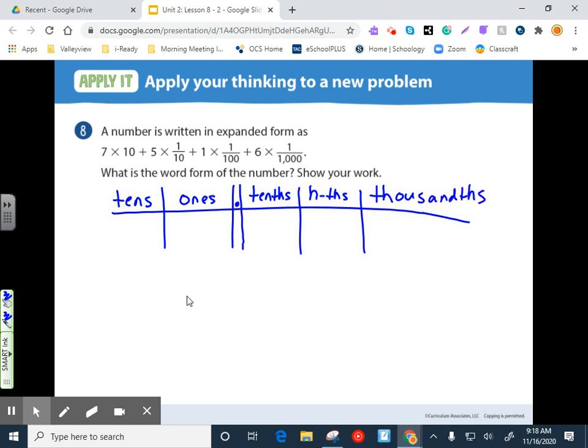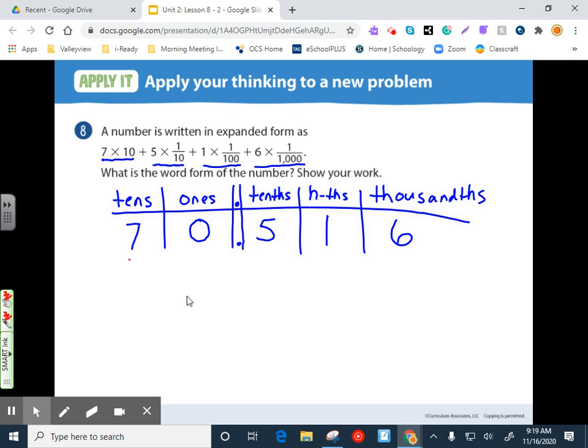Okay, so the 7 digit being multiplied by a 10 means a 7 will go into the tens place. 5 is being multiplied by a tenth, so you put a 5 here in the tenths place. Now there's nothing up here that's being multiplied by a 1, so we would just put a 0 there like that. The 1 is being multiplied by a hundredth, so that digit will go here, and a 6 is being multiplied by a thousandth. That will go here.